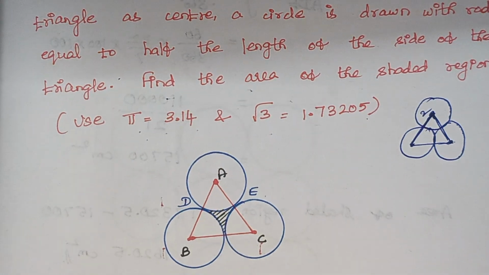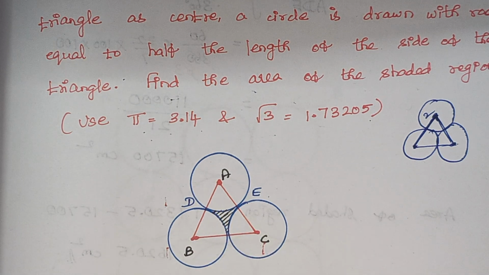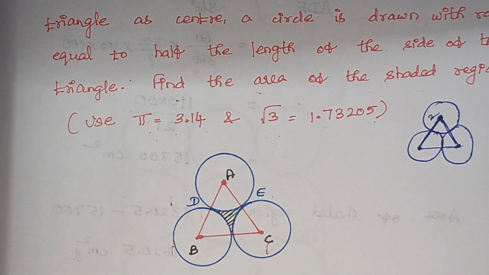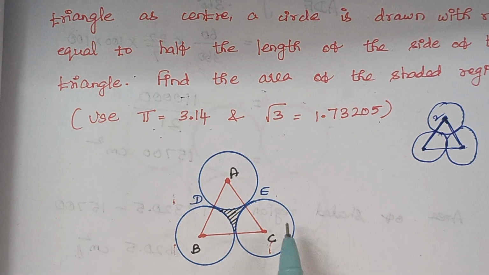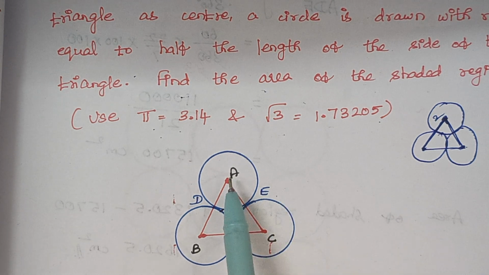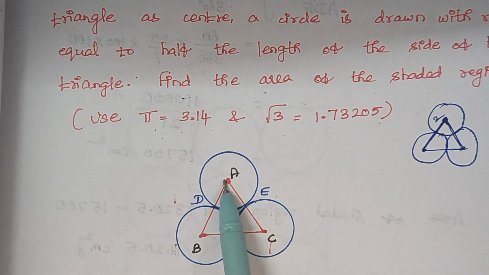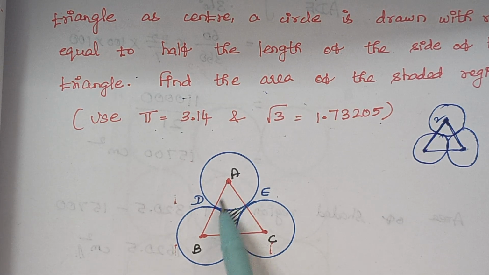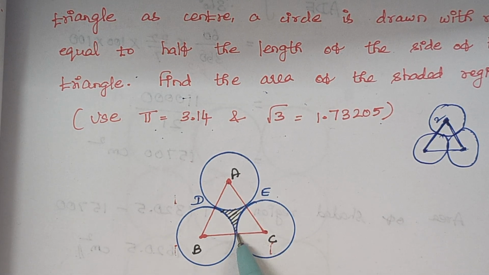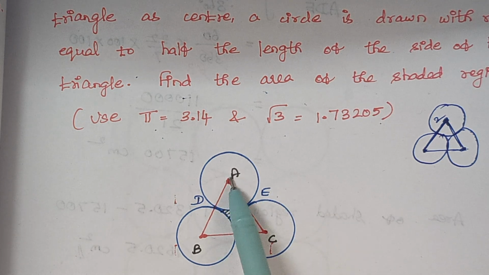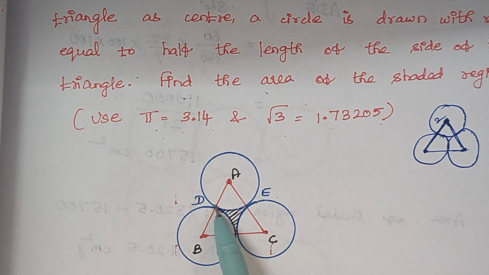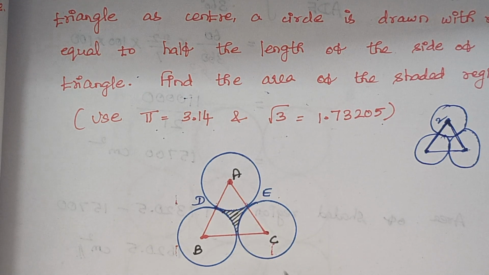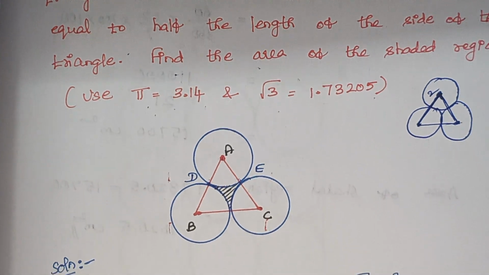So here you see this is our shaded region, right? So how to find this area? It's very simple. You have to find the total area of the triangle, and then subtract this area and this area. From this diagram you can guess what it is. Here we have two radii and an enclosed path, so obviously this is a sector, right? So first we start with finding the area of the triangle.